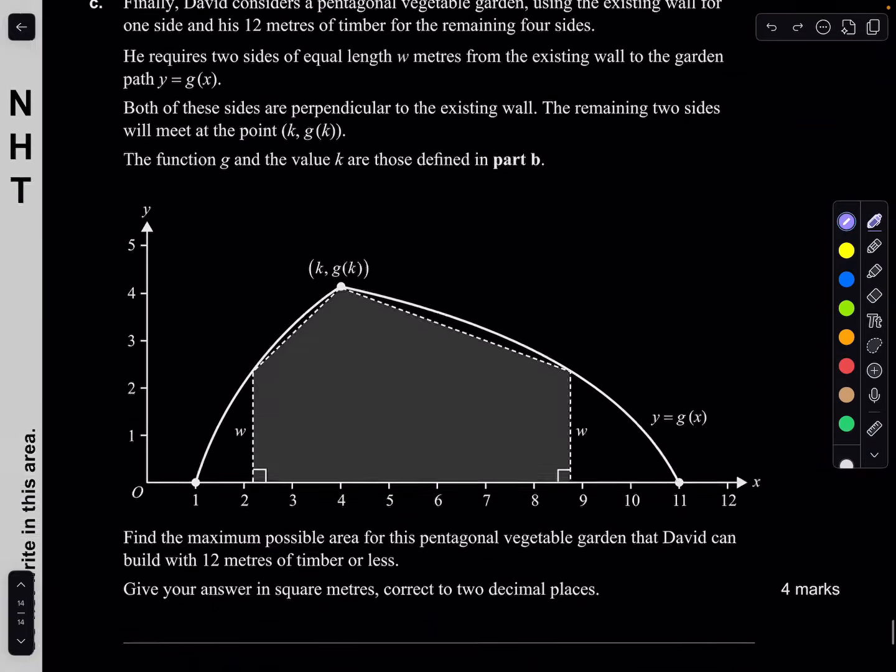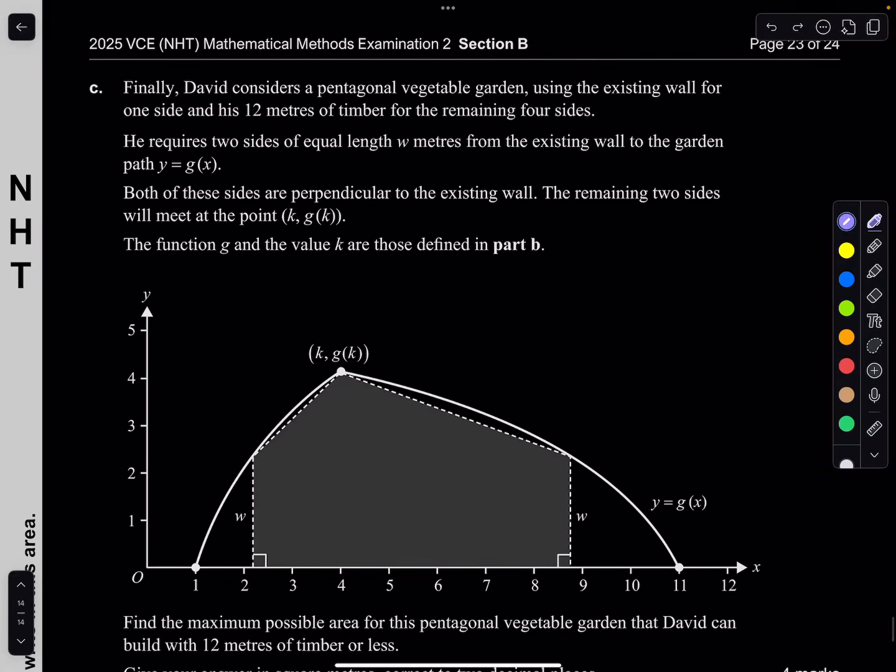How long left? Oh, last question, actually. Okay. Finally, David considers a pentagonal vegetable garden using the existing wall for one side. So this side here is just from the wall, and 12 meters of timber for the remaining 4 sides. Of course, now we have 4 sides: 1, 2, 3, and 4.